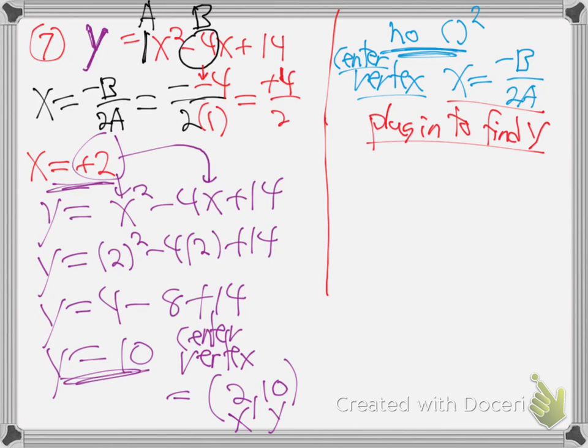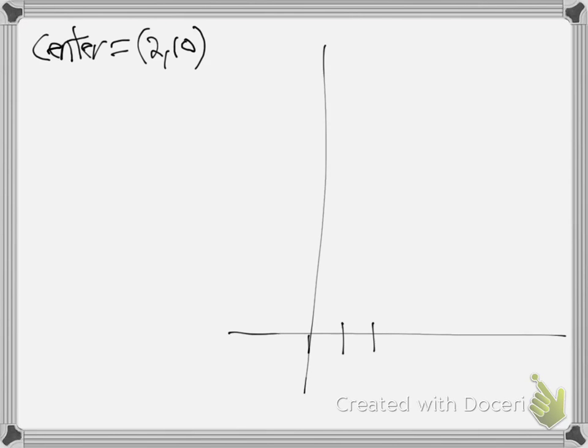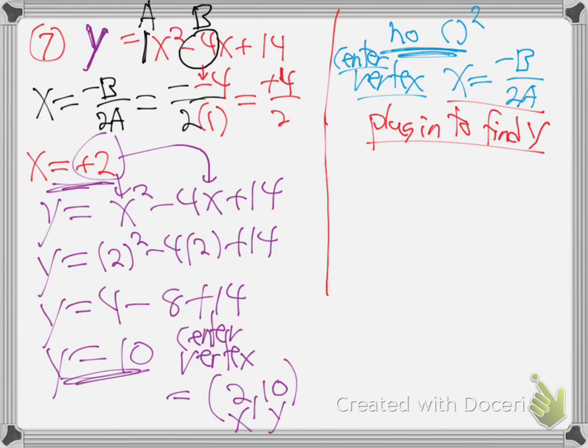So when we go to the graph now, that means (2, 10) is going to be the center. Let's go to a fresh screen. The center vertex is (2, 10). So over 1, 2, up 1, 2, 3, 4, 5, 6, 7, 8, 9, 10, right there. It is over 2, up 10. There's the center of the U-shape. This is going to be another U-shape, another parabola.